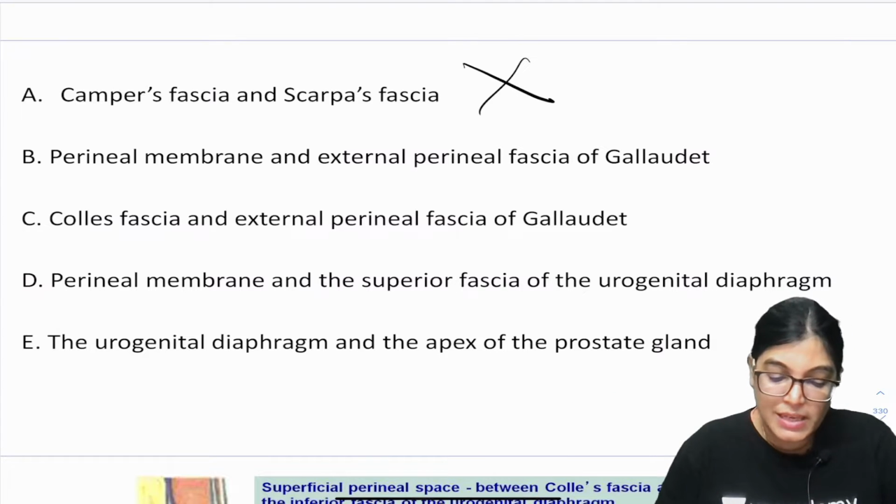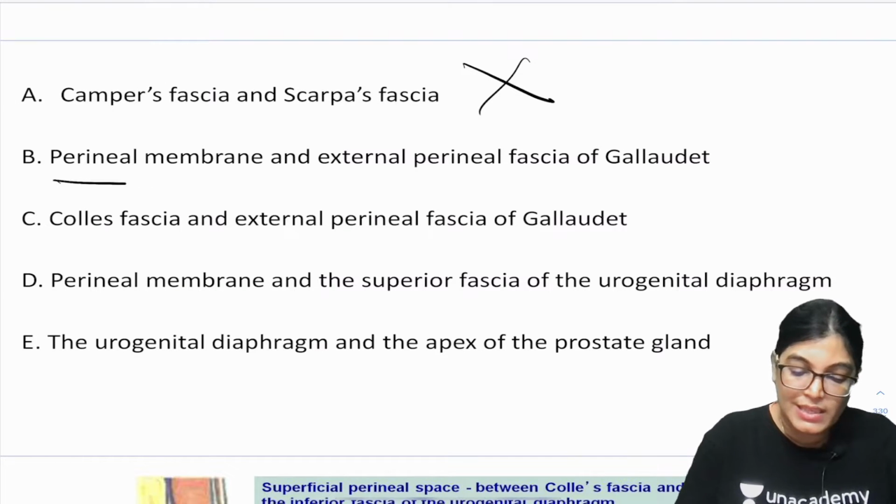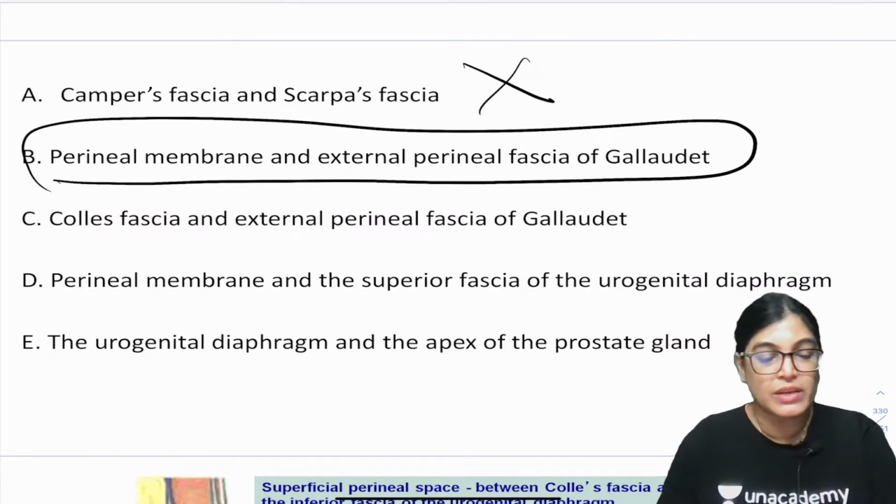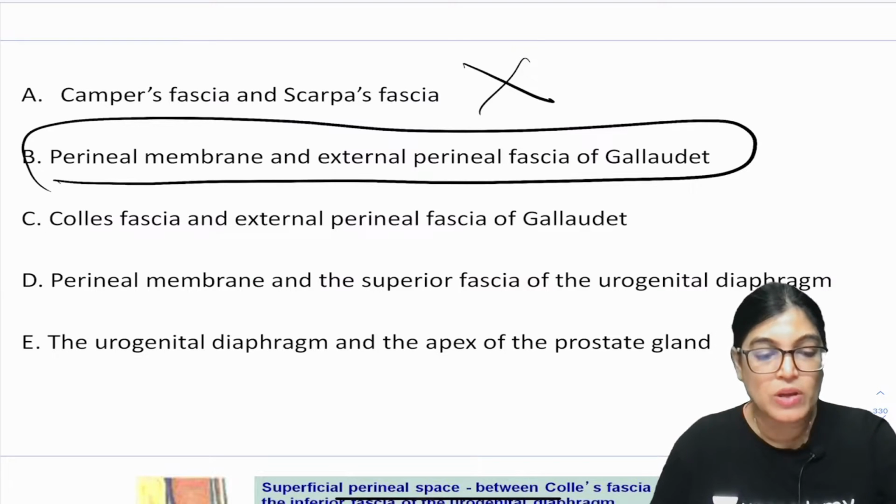Now the option perineal membrane and external perineal fascia of Gallaudet. Actually these are similar things, only given for confusing you. So that option is not correct.